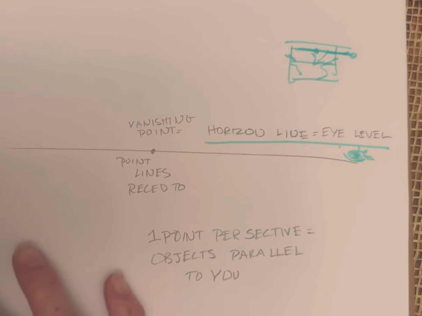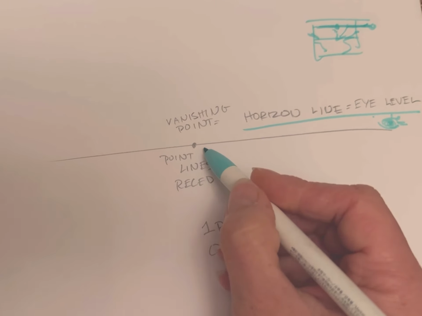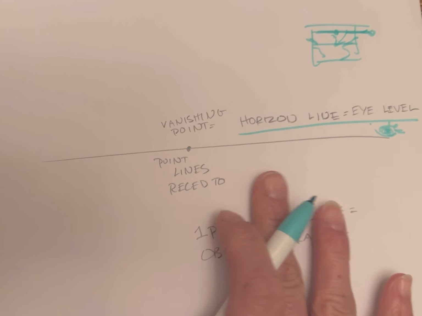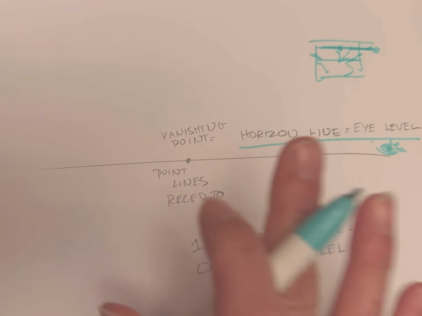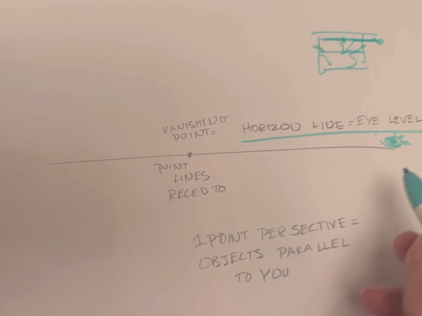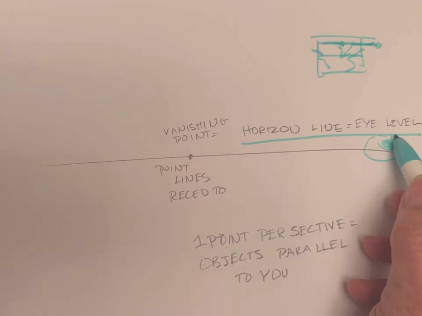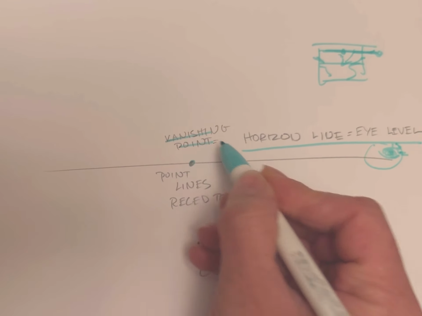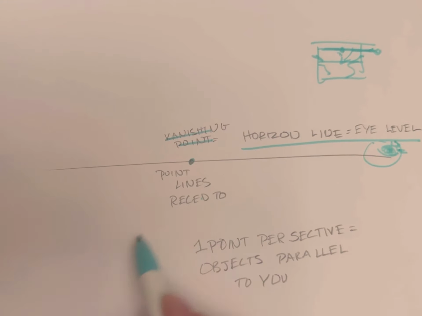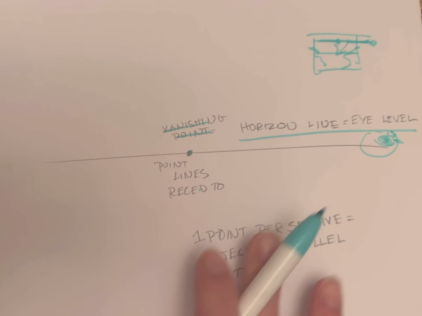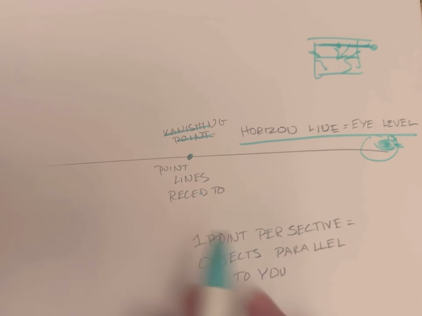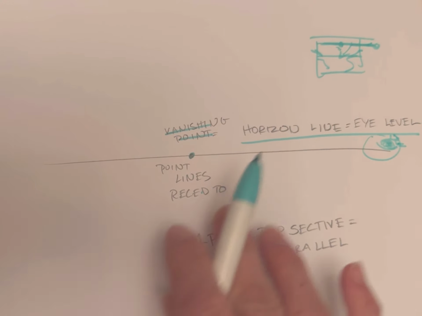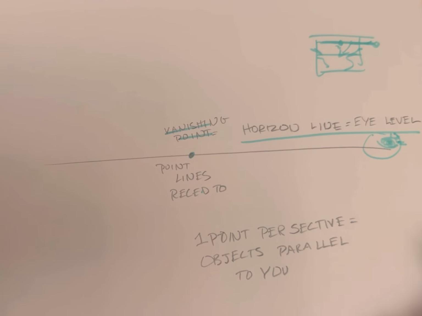So perspective is just basically how we make things on a two-dimensional surface, like your paper or canvas, look three-dimensional. So first thing, horizon line is your eye level. The next thing is your vanishing point, okay? Now this is the point that the lines recede to, because as you look at things in space, everything gets smaller the further it gets away from your eyes.